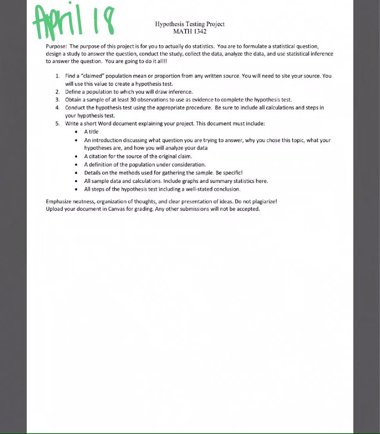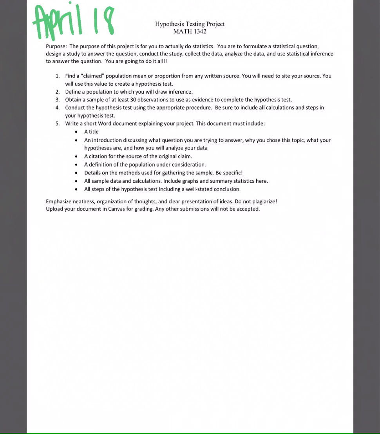And so there's some steps. Find a claimed population mean or proportion from any written source. You'll need to cite your source. You'll use this value to create a hypothesis test. So whatever it is that you want to look into. So for example, one of the projects is they found a statistic that said 5% of people wash their hands, I believe. And your goal is to prove or disprove this statistic. And maybe you say, I think more than 5% of people wash their hands. And so that's your argument. And so you're seeking to prove your argument.